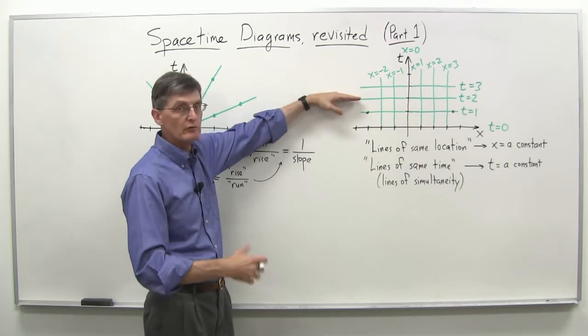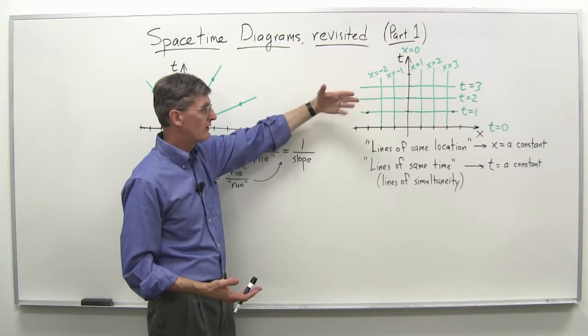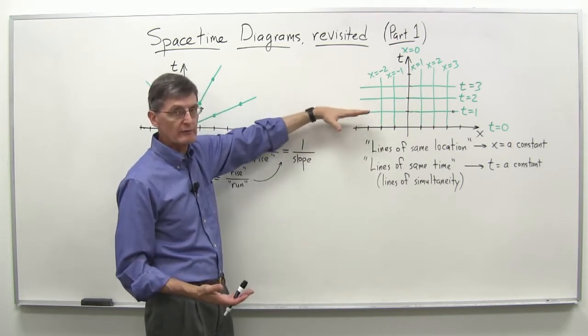And here's the t equals 2 line of simultaneity, t equals 3. And of course, you can have any line in between those as well. So in our diagrams, horizontal lines here are lines of simultaneity.